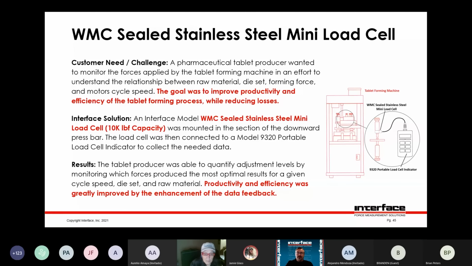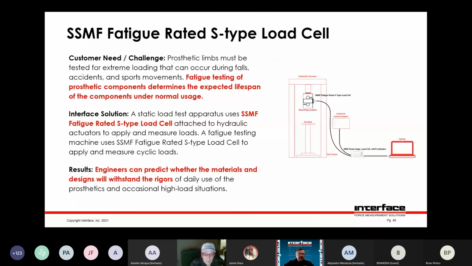We paired it with one of our handheld indicators. The customer can apply the load, measure it with the load cell, and see if it's within certain parameters. Then they can put the system away, run the press, and be confident that they're getting pills manufactured correctly.